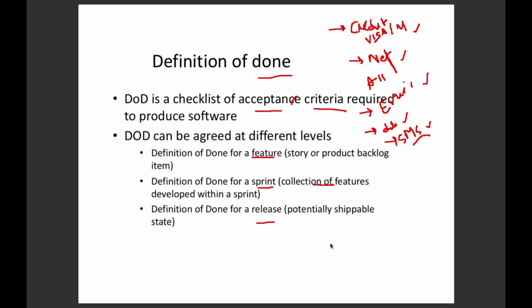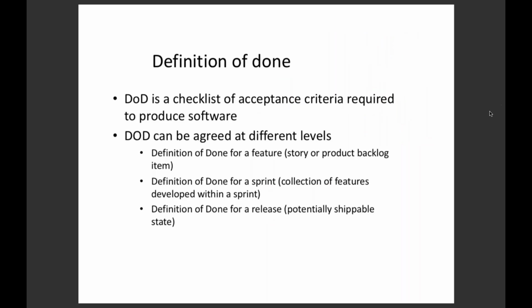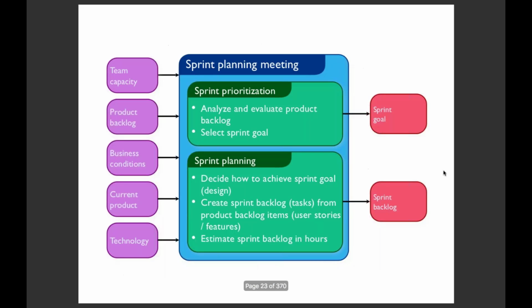In this release, these things should be there, and this is how the end-to-end functionality should work. You can agree at different stages. So in the sprint planning meeting, the team will try to agree on the definition of done with the customer. Am I clear?